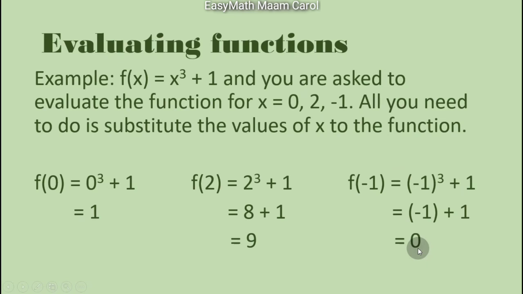So, balikan natin yung mapping natin kanina, di ba? So, sa x, 0, ang kapartner niya sa y ay 1. Sa x ay positive 2, ang kapartner niya sa y ay 9. Sa x ay negative 1, ang kapartner niya sa y ay 0. So, function pa rin siya kasi meron siyang 1-to-1 mapping.